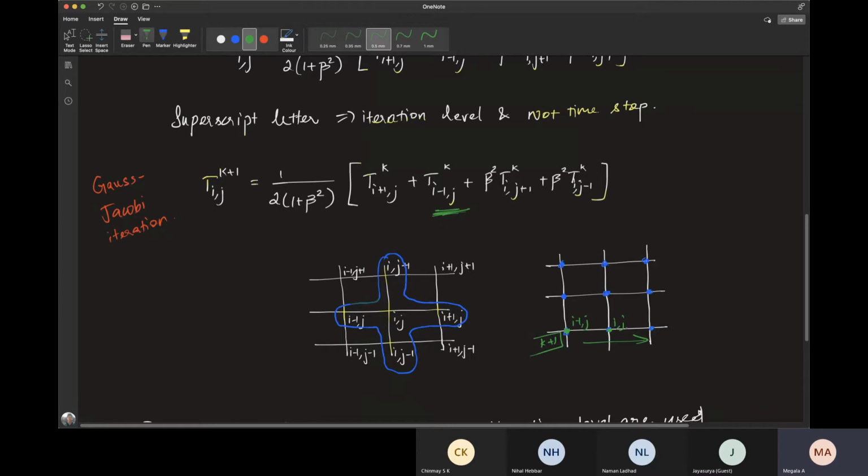But this value of i plus 1 comma j is not known at the k plus 1th iteration, it's only known at the kth iteration level. Similarly, the value at the point i comma j plus 1 is not known. Suppose we had a point here, then it's i comma j minus 1. Suppose we are first moving in this direction, we are finding the value at all the points in this level, and then go on to find the value of T at the points at the next y level.